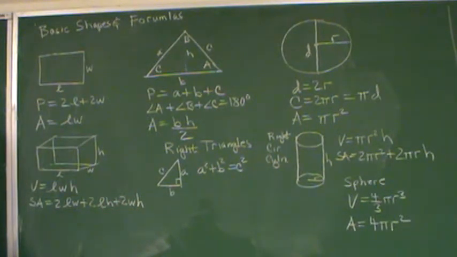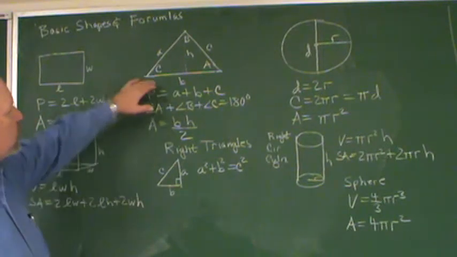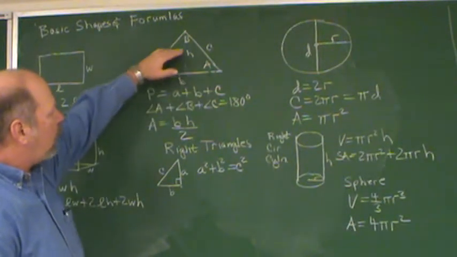The second shape I'm going to talk about is a triangle. Triangles are 3-sided figures that are enclosed. One of the things that comes out of them is you generally have a base and you generally have a height.